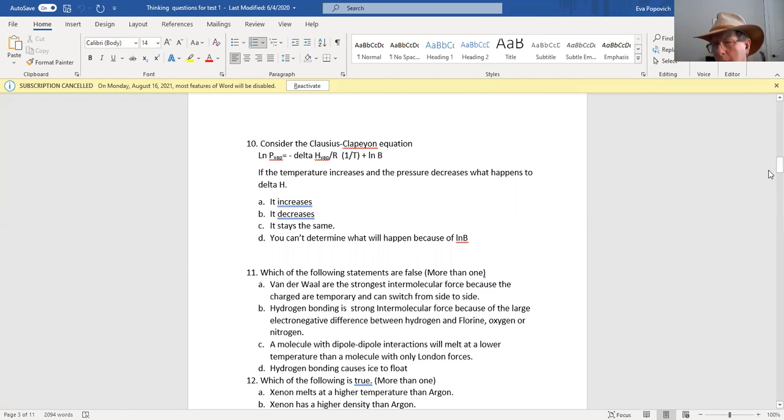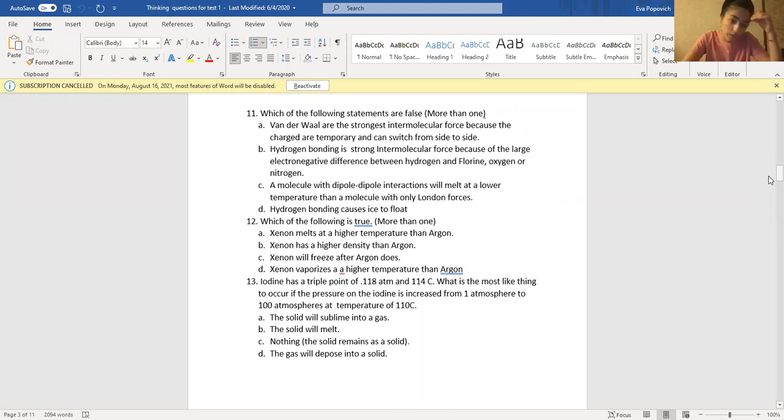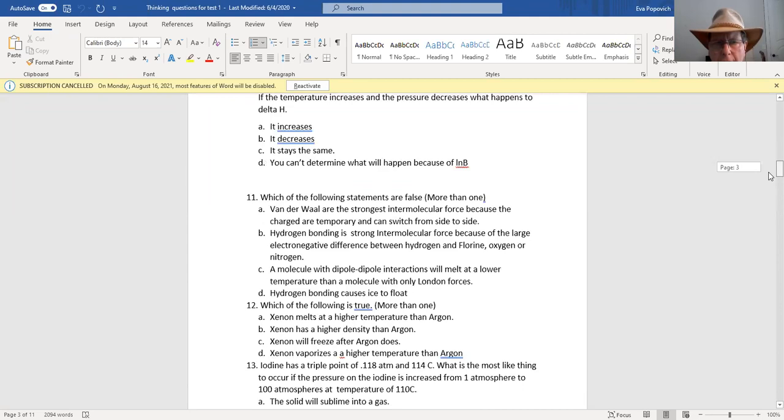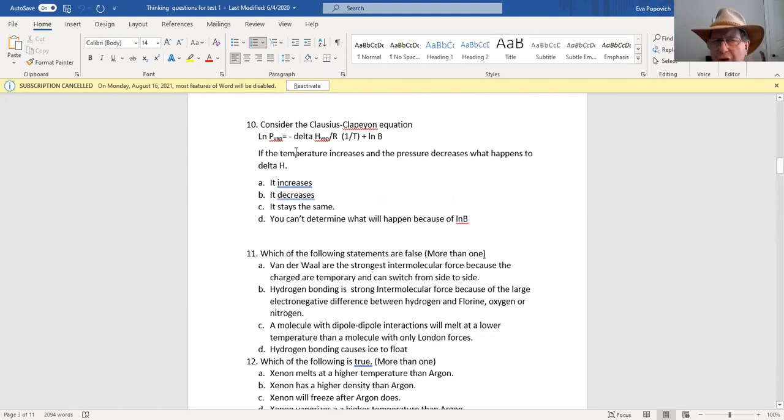Read question 11. Just for question 10, so is it going to be the same? Yep, it'll be the same. By definition, that's what heat of vaporization is, and that's why it's a constant. When we're doing the Clausius-Clapeyron, we're changing the pressures all the time, right? Doesn't heat of vaporization stay the same? We don't change the heat of vaporization ever. It is what it is.